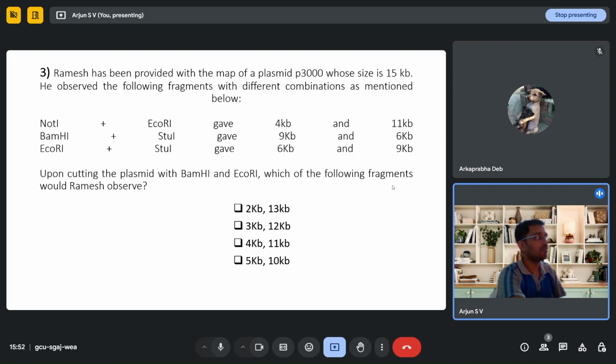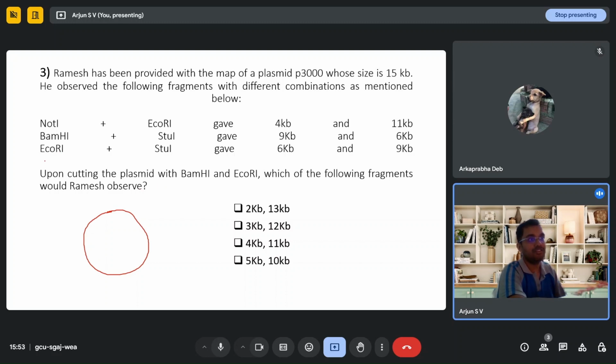So we just draw a plasmid which is 15 kb. He observed the following fragments with different combinations as mentioned below. There are different restriction enzymes, and their combination of usage gives different kinds of fragments. So upon cutting the plasmid with BamH1 and EcoR1, which fragments would Ramesh observe?